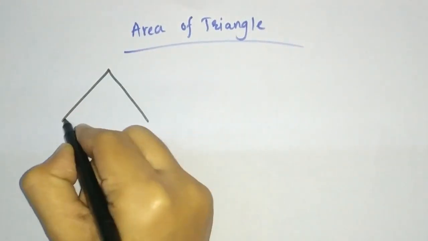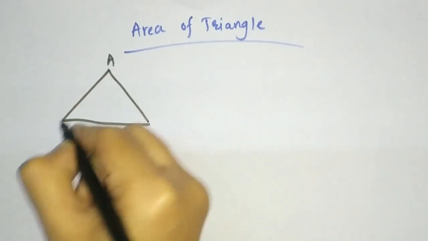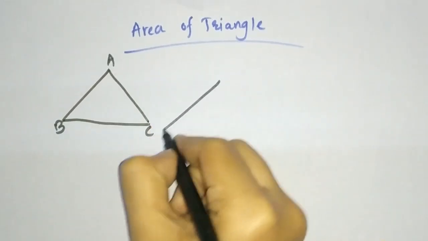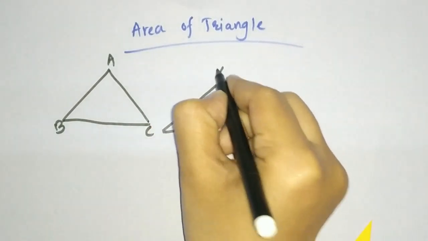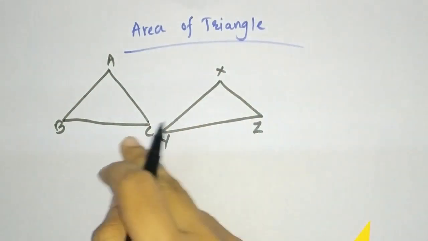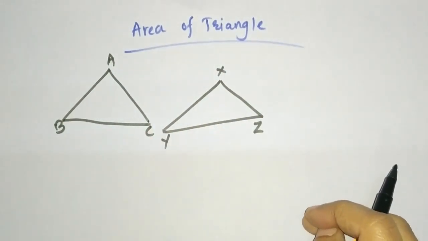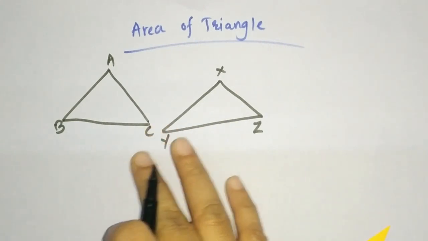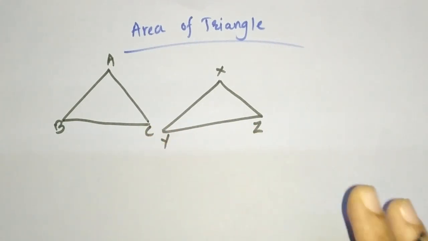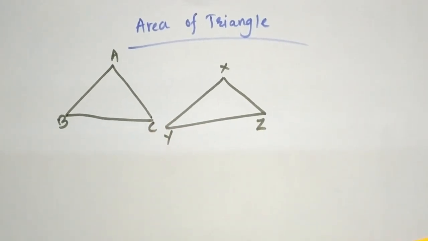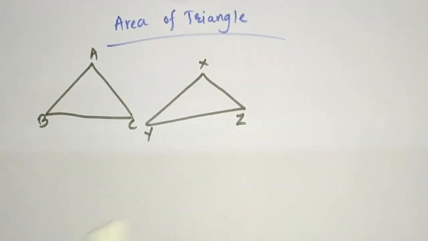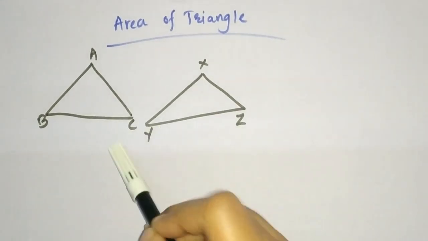Suppose these are the two triangles. This is triangle ABC and this is triangle XYZ. Ensure that these two are congruent triangles. Now what we have to do is cut out these two congruent triangle regions. Suppose I have already cut them here too. So friends, we have two triangles here.